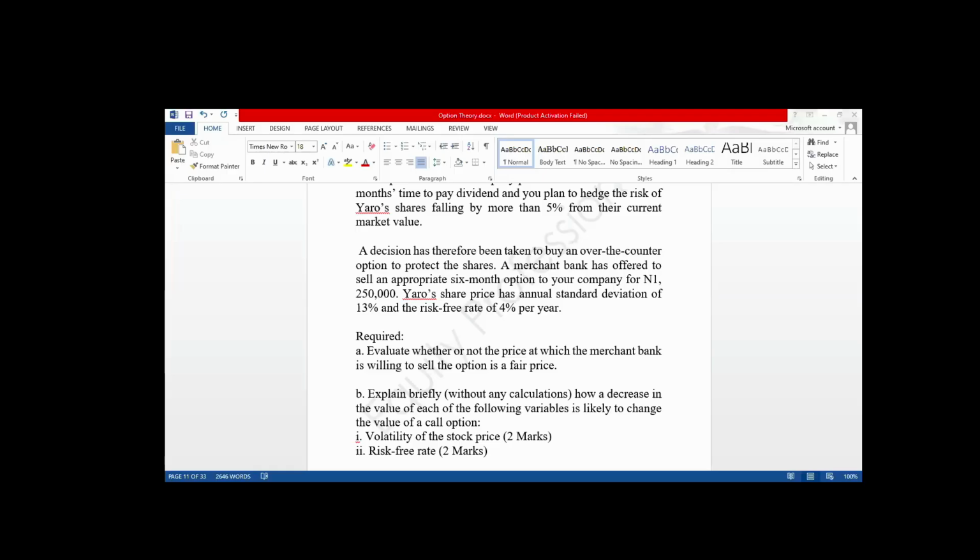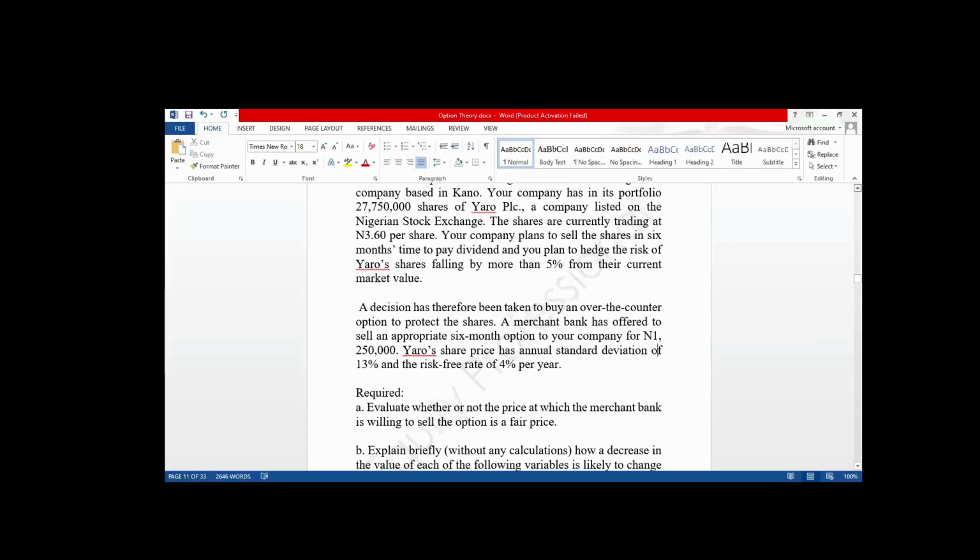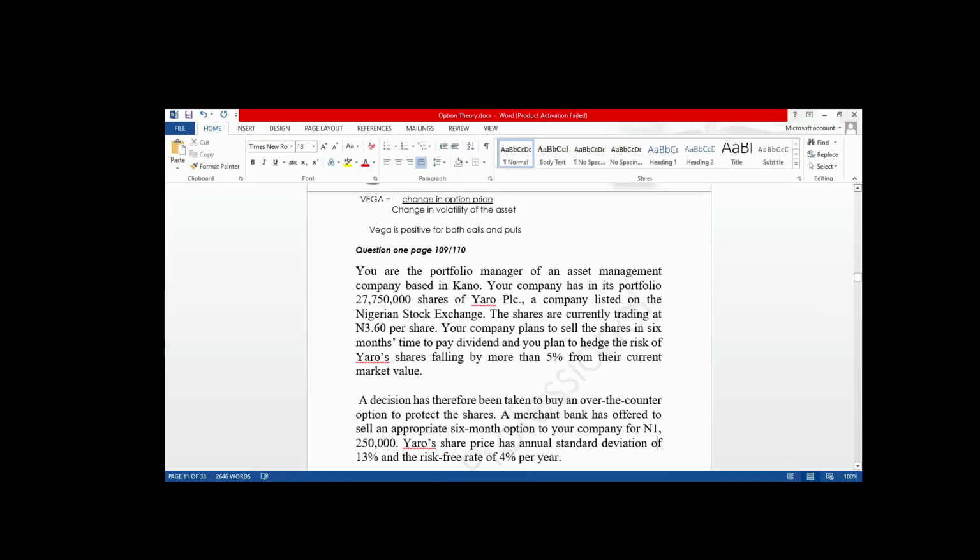Now, let me try to explain this, because you can only relate with a question you understand. You are a portfolio manager in your company. Your company has shares in another company.